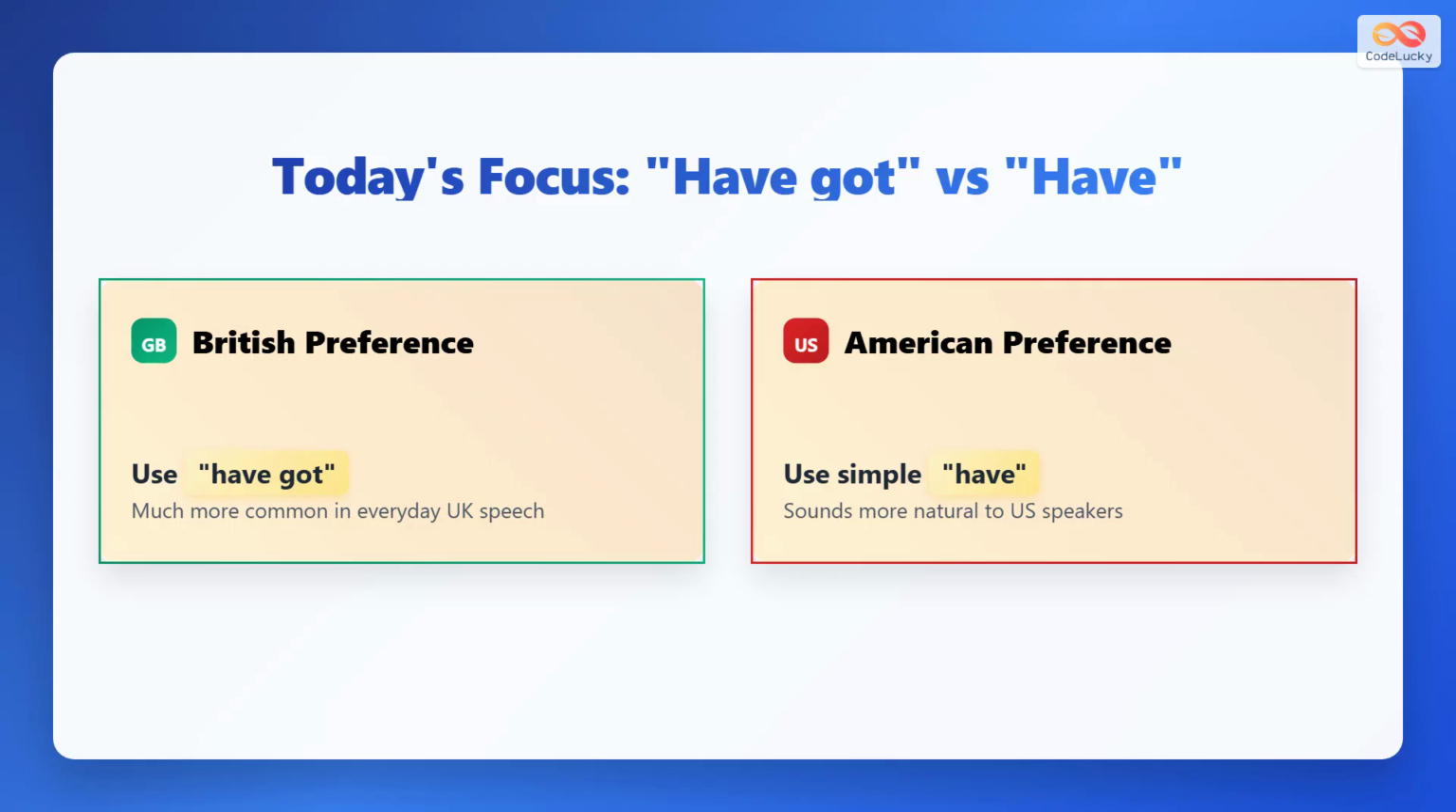Today's main focus is the difference between have got and have. In British English, speakers prefer to use have got in everyday speech. It sounds much more natural to them. In American English, speakers prefer the simple form have. This is one of the most noticeable grammar differences between British and American English.